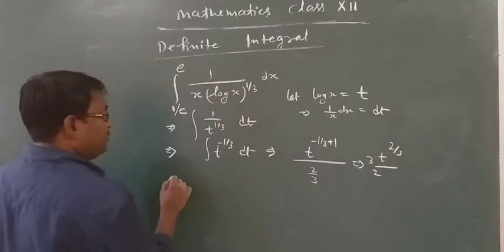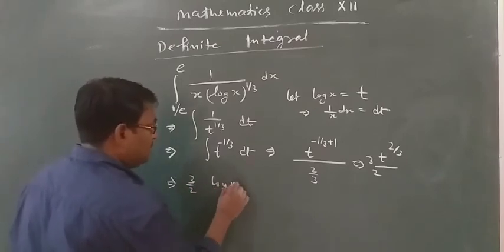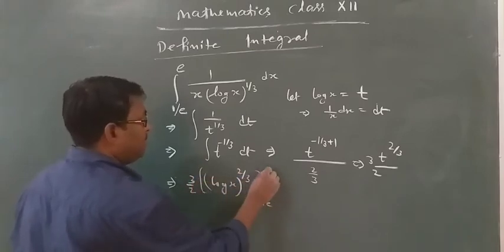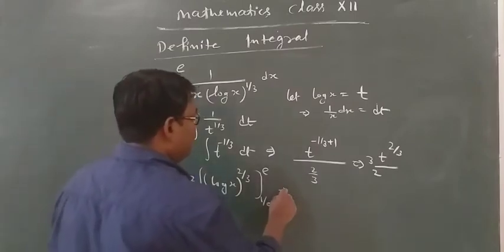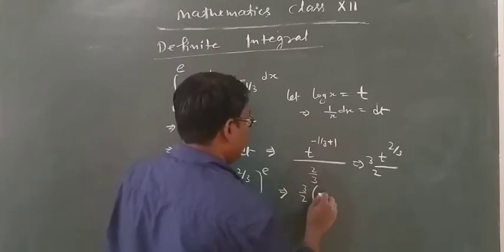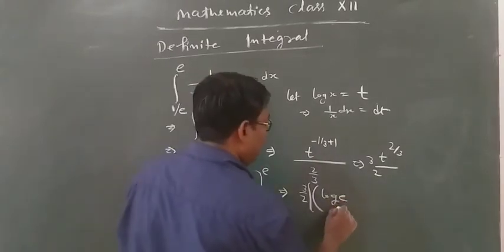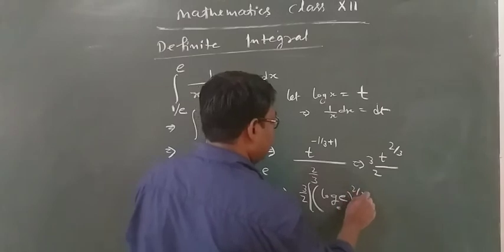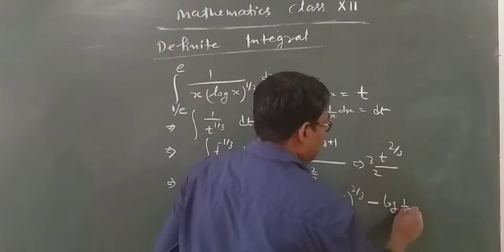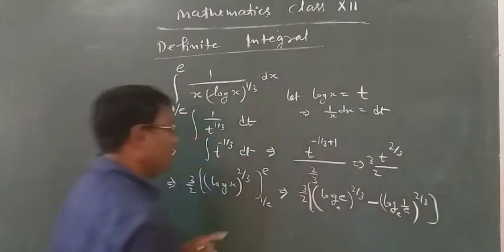Now replace the value of t. Your t is log x, whole power 2 by 3. Now your limit is 1 by e to e. Once you put the upper limit, what will you get? 3 by 2 within bracket, log e with base e, power 2 by 3, minus log 1 by e with base e, here power 2 by 3. Now see what you will get.